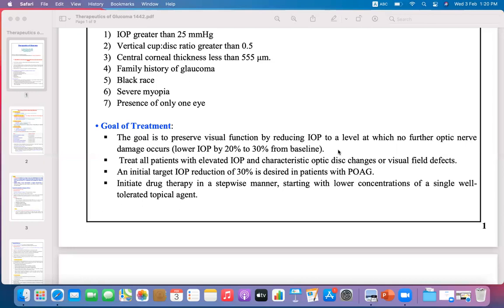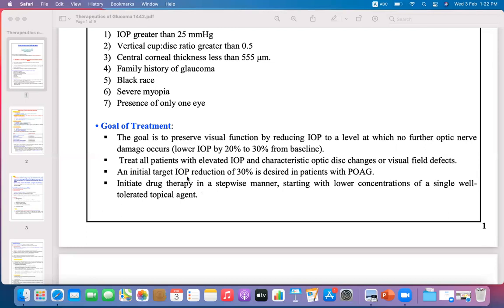Decrease the intraocular pressure gradually, not suddenly. When we start the therapy, any medication, any eye drop, the intraocular pressure should be decreased gradually by 20 to 30%. Treat all patients with elevated intraocular pressure and characteristic optic disc changes or visual field defects, and you will get these results from the ophthalmologic examinations.